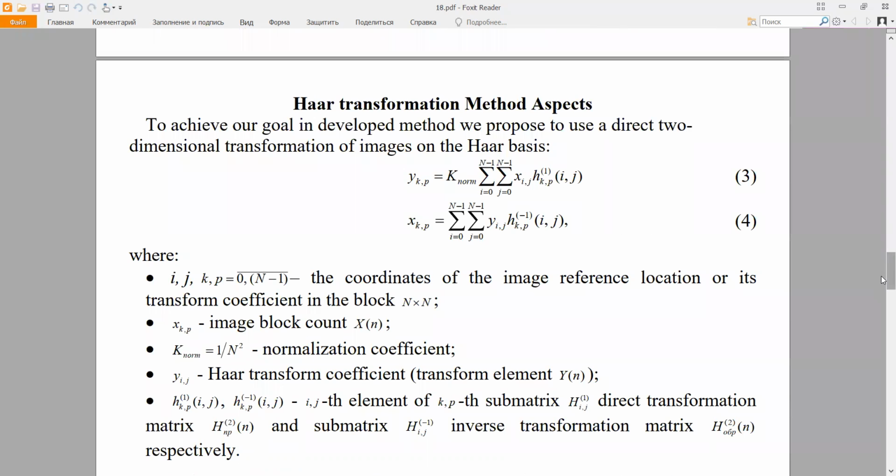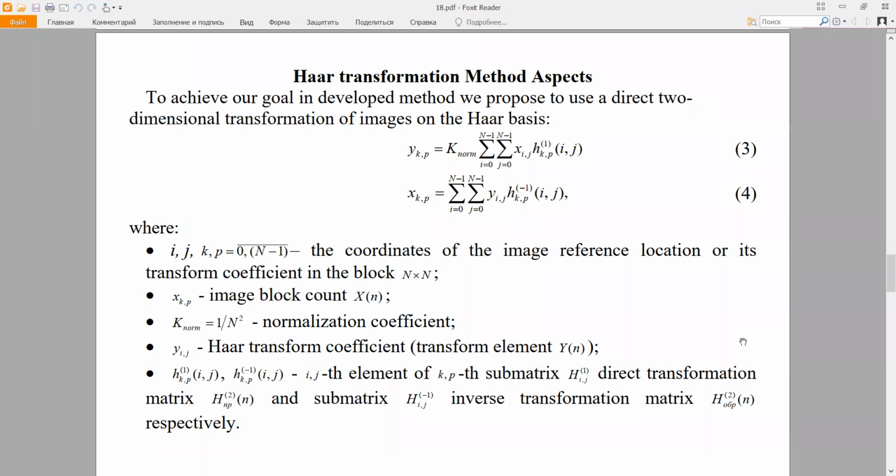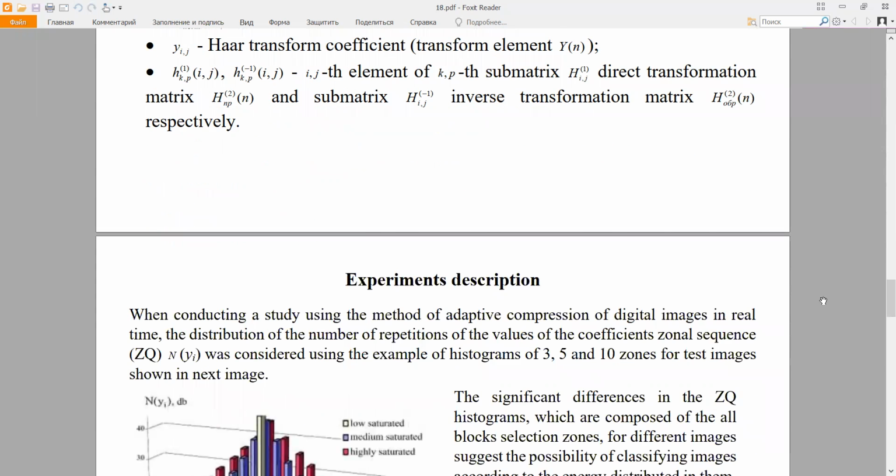And next, the specifics of our method lead to the aspects of applying the Haar transformation method. To achieve our goal, we propose to use a direct two-dimensional transformation of images on the Haar basis with the help of the mathematical description in formulas 3 and 4. And we can see the main features of our formulas: the coordinates of the image references, image block count, normalization coefficient, as we saw earlier, Haar transform coefficient, and submatrix, difference of matrices.